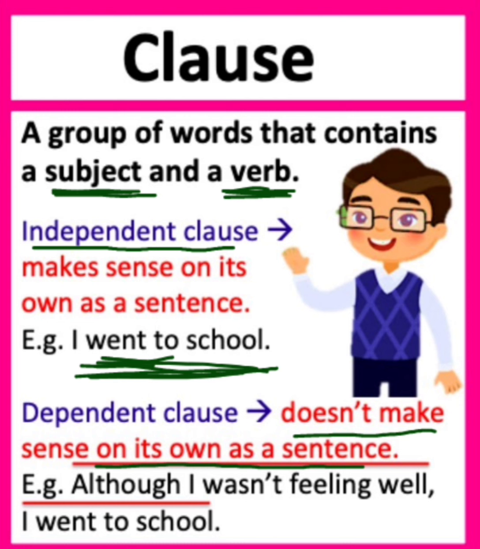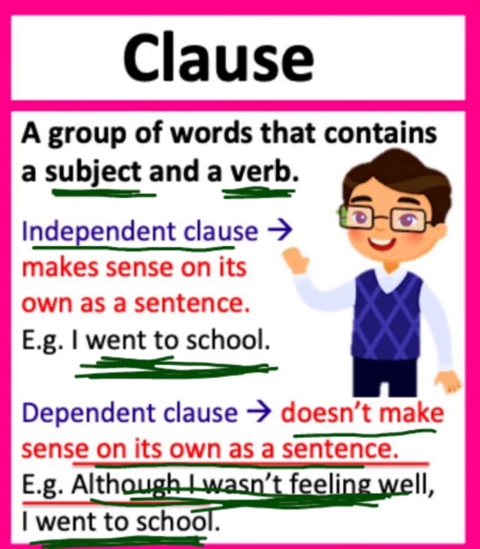Example is given: although I was not feeling well. Now this is a dependent clause, and it needs another clause to complete its sense. So a dependent clause is a clause which does not make full sense, complete sense, and it cannot stand as a sentence. So although I was not feeling well, I went to school. The same I went to school is used later also, which stands as an independent clause and gives a complete meaning. But the first clause, which starts with although, is a dependent clause, and it needs another clause to complete its meaning.